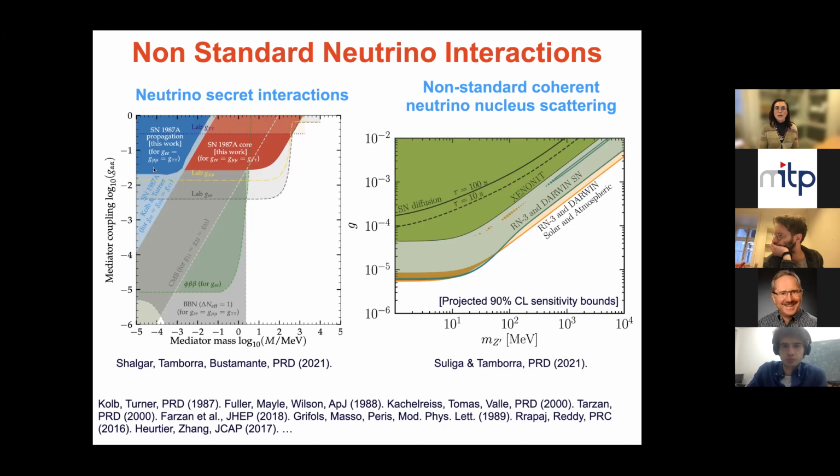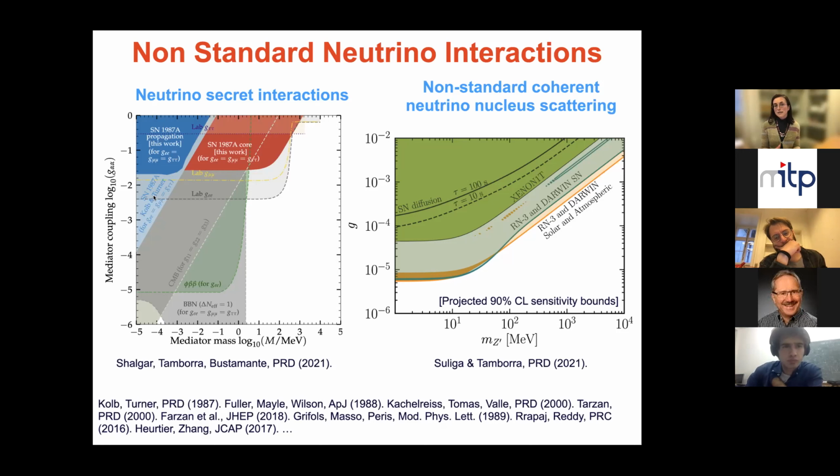And indeed, recently we revisited this argument and placed a constraint on the mass of the mediator and the coupling of the new mediator in this region here, which was revisiting a larger region here, this light blue, that was placed through similar but more approximated arguments by Kolb and Turner by using the neutrinos from the supernova 1987A. At the same time, however, those kinds of non-standard interactions could also occur in the core of the star.